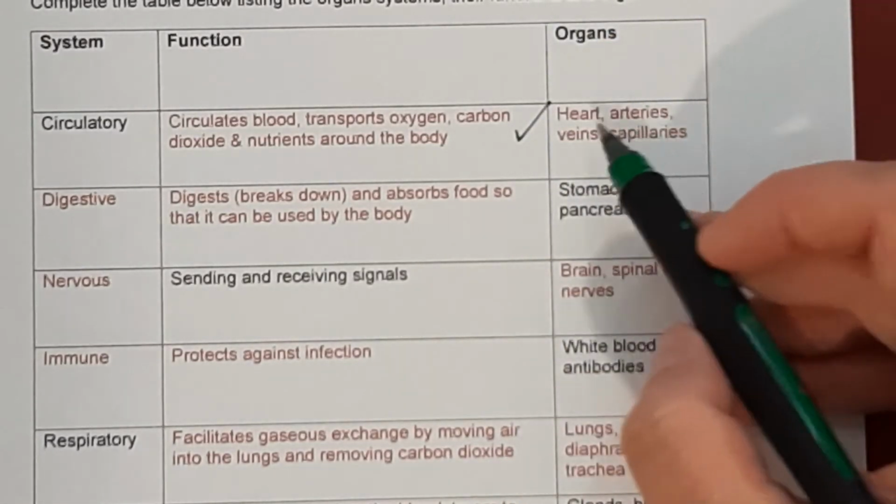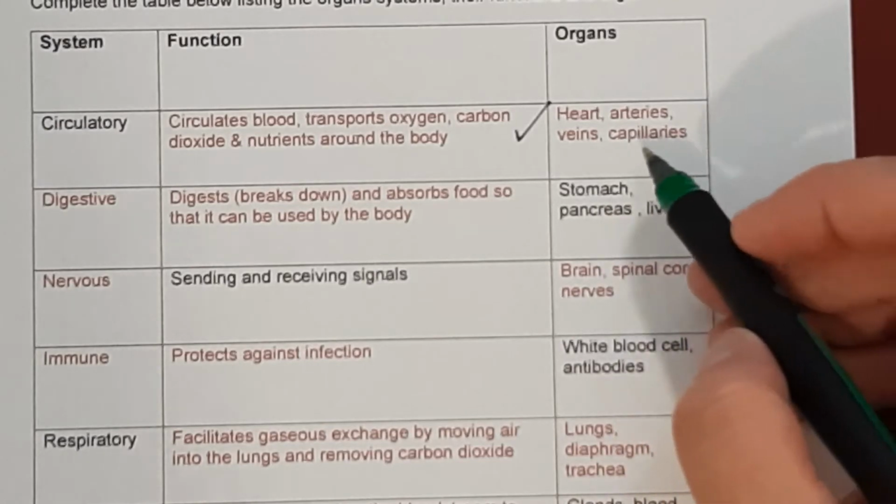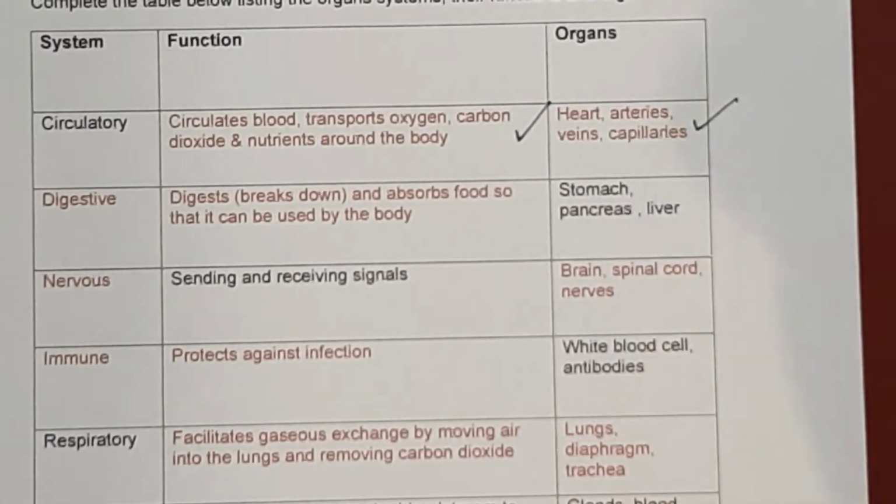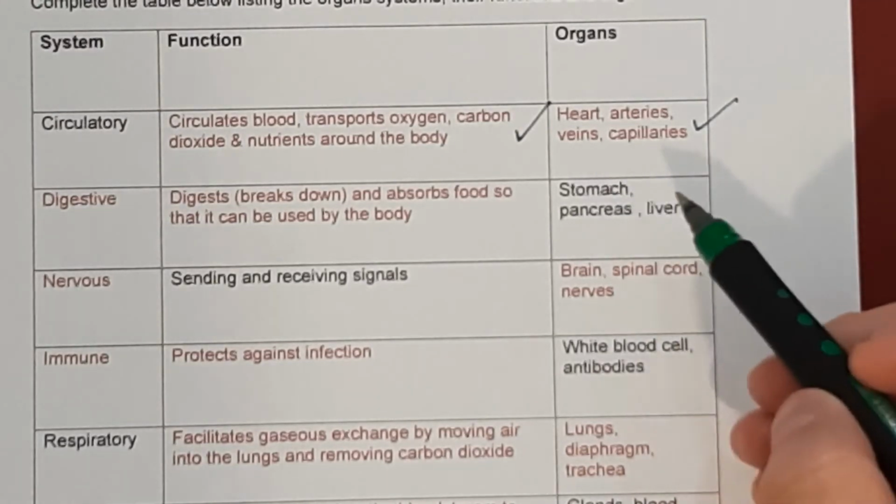Then the organs: the heart, arteries, veins, capillaries, or heart and blood vessels, that's fine. Again, you can tick it if you've written the right thing, but please do add to that answer if you've only written some of them.